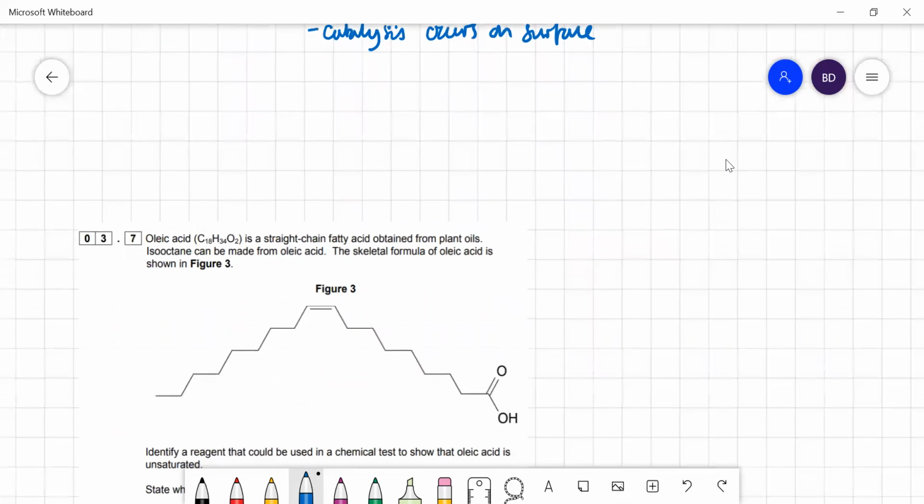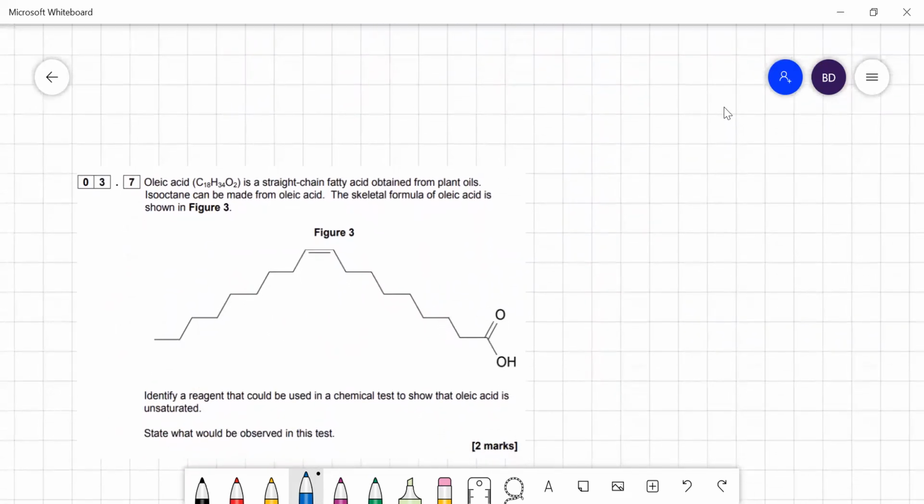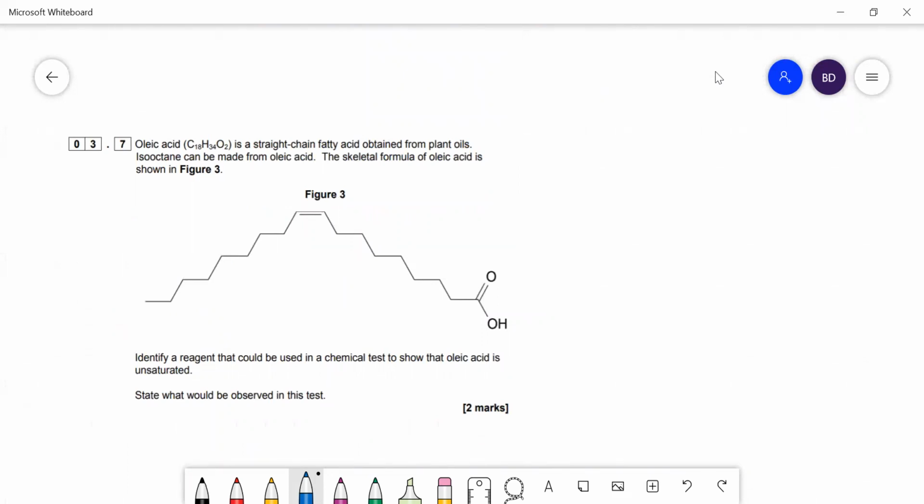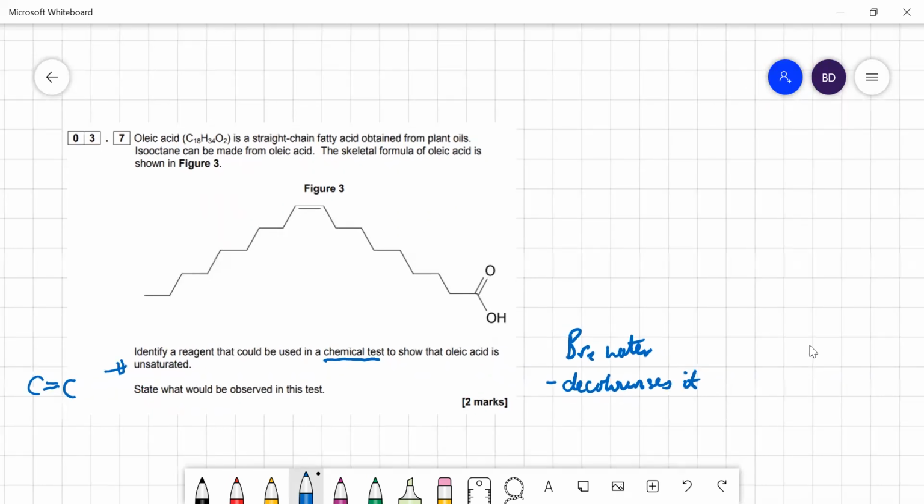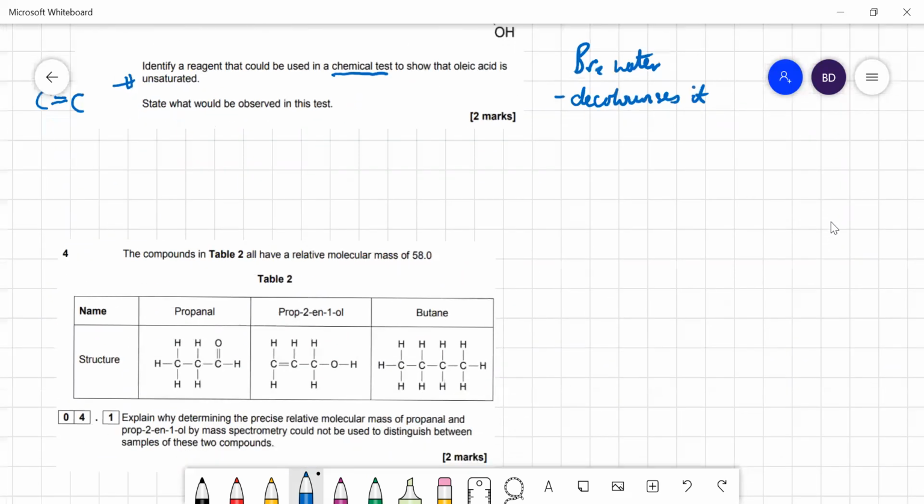Okay, oleic acid, a straight chain fatty acid, and all they're asking for is a chemical test. Well, to show it's unsaturated, that means we want to test for a carbon-carbon double bond. If something is unsaturated, it's got carbon-carbon double bonds in it. And so the test for that is bromine water. The positive result is that it decolorizes it, from reddy brown to no color at all. Okay, not makes it go clear, you've got to say decolorized.